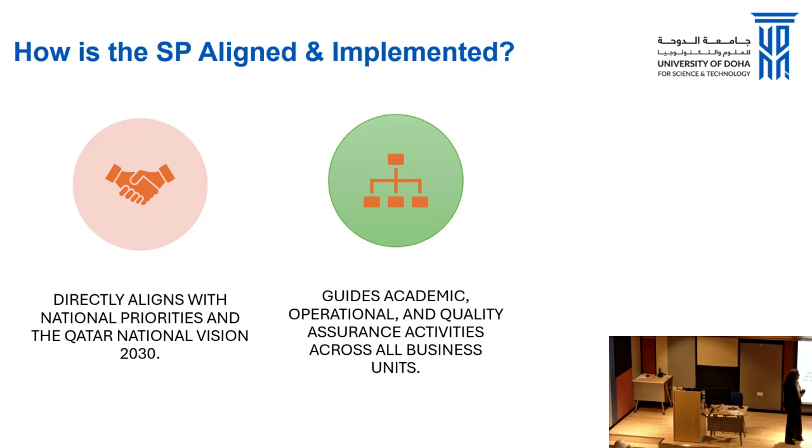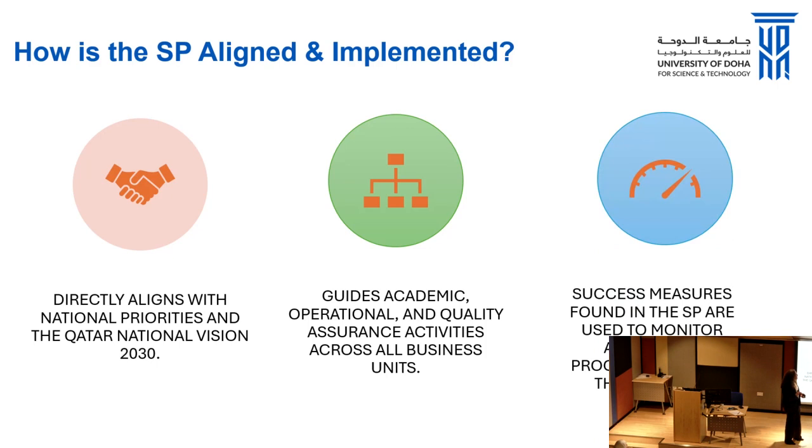It guides academic, operational, and quality assurance activities across all our business units, so not just our colleges, but other operational business units as well. And success measures that are found in the strategic plan are used to monitor and report progress towards the strategic priorities. So there's an aspect of accountability that you'll find in the strategic plan that is informed by success measures, which are KPIs, and we measure across those to see if we're actually doing what we've meant to do, and we're responding to those strategic priorities.